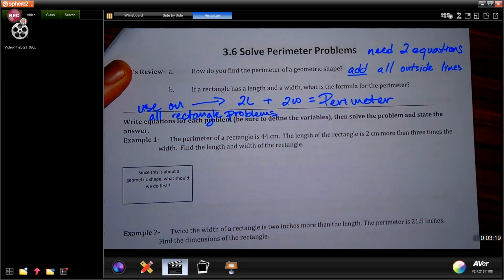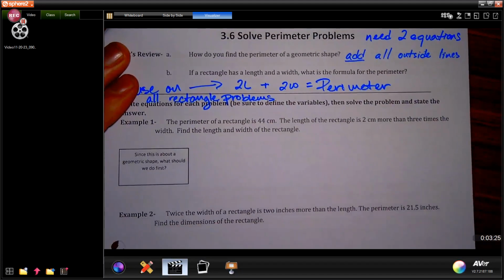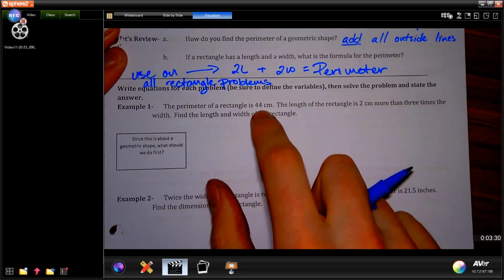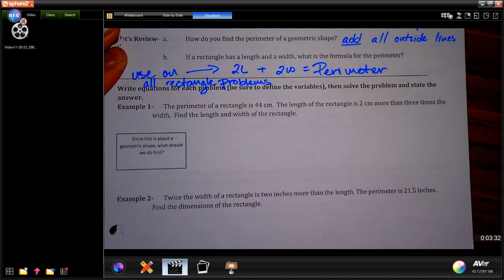We use the perimeter equation on all rectangle problems: 2L plus 2W equals the perimeter. And I'll explain to you why. So, the perimeter of a rectangle is 44 centimeters. The length of the rectangle is 2 centimeters more than 3 times the width. Find the length and the width of the rectangle. Every single one is going to ask you to find the length and the width of the rectangle.